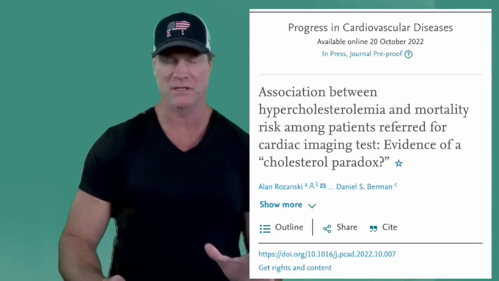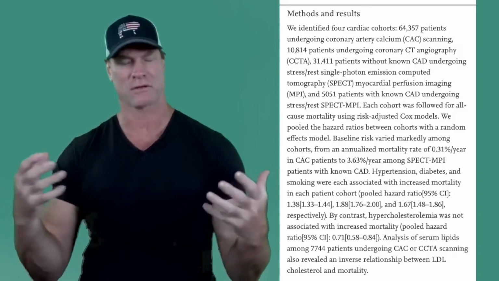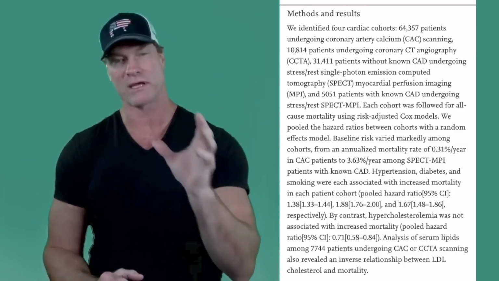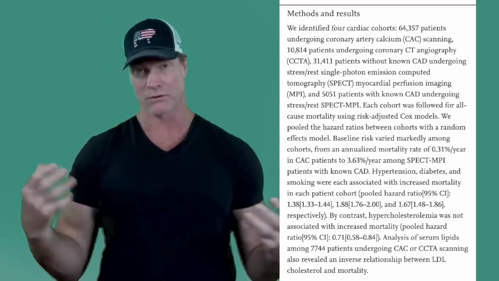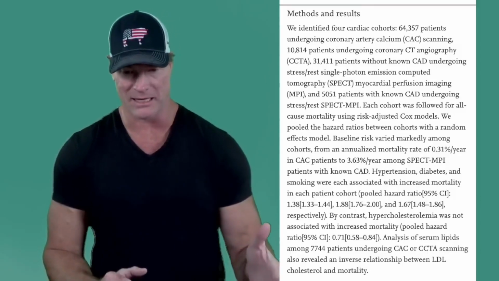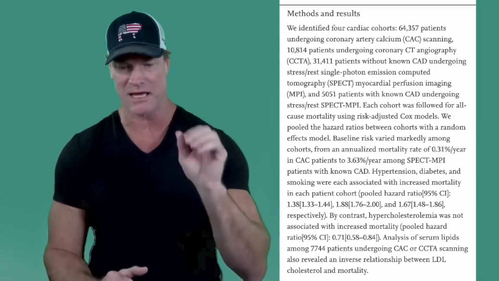And so what they did is they looked at four different groups, 65,000 or so people that were referred for cardiac imaging. That meant there was something going on in their clinical history that made the clinician concerned about cardiovascular disease. And so they underwent either coronary artery calcium scanning, which some of you guys are familiar with, it's basically a CT scan of the coronary vessels looking for calcified plaque. The other test was a CT angiography or CCTA.